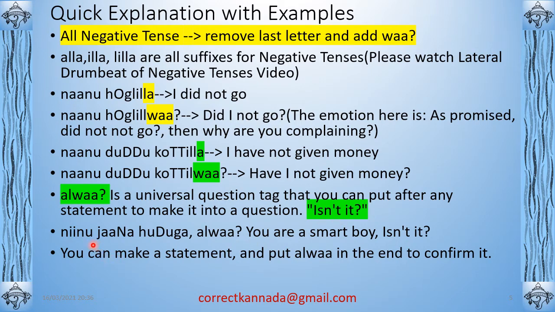So one more example. Neenu jaana huduga alva. You're a smart boy. Jaana means smart. So they'll always use this as jaana huduga or jaane hudugi. So this jaana word is actually an adjective, smart, right? That adjective itself has gender. Jaana means male, jaane means female. Okay, it means smart. So here you can say Neenu jaana huduga alva. You're a smart boy, isn't it? So you can make a statement and put alva in the end to confirm it.